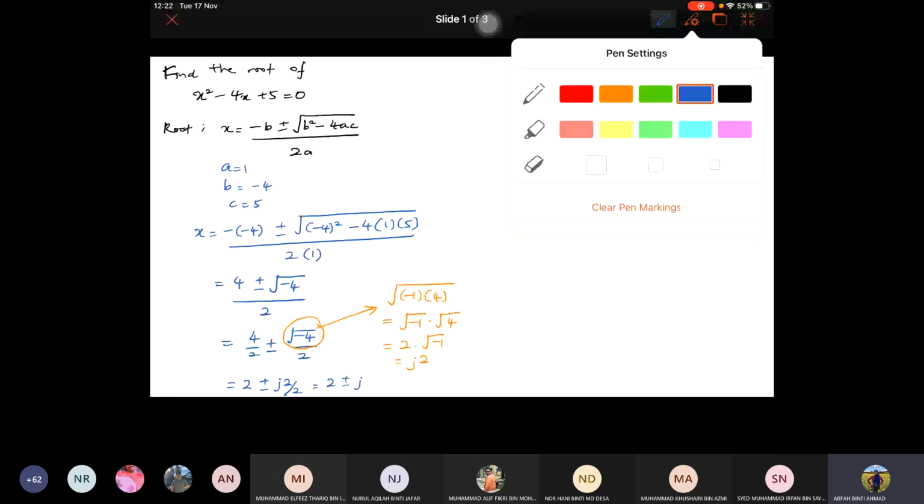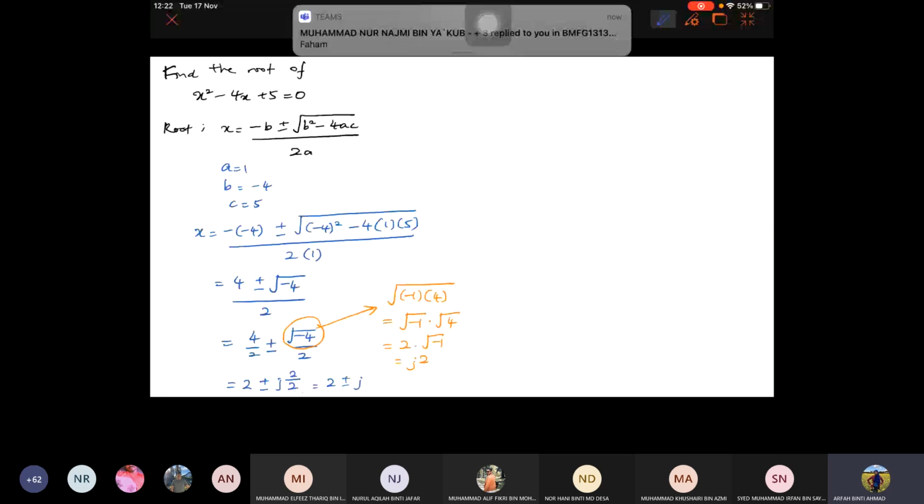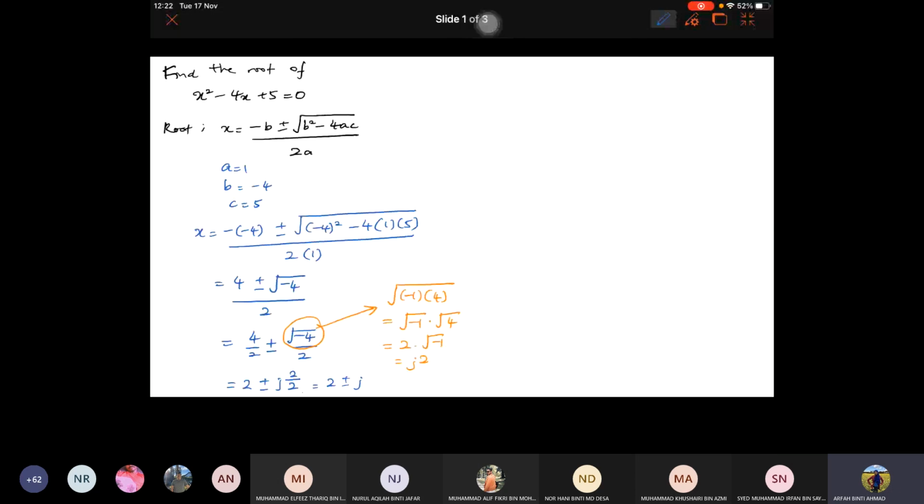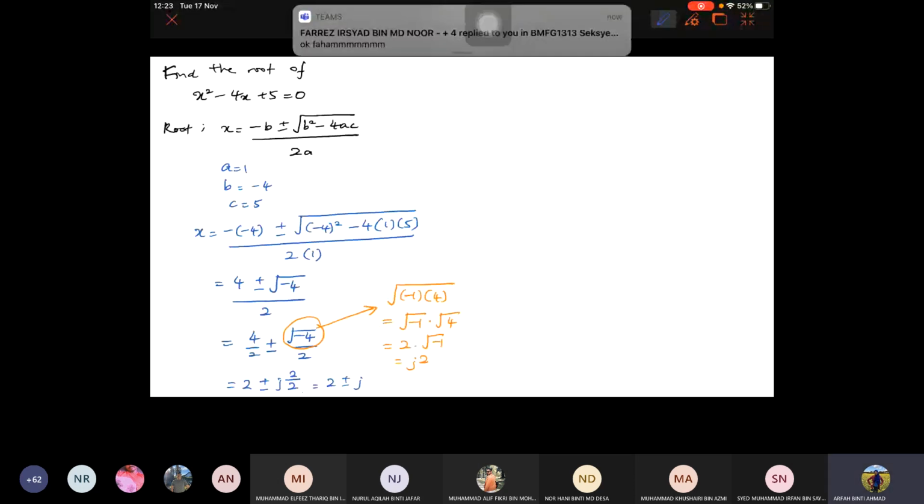So faham semua so far? Kalau tak tunjuk jalan kira tapi kita pakai kalkulator je boleh? Boleh. Boleh, tapi masalahnya dalam kes ni saya nak tunjukkan dekat mana konsep imaginary number. Okay, that's why saya nak tunjukkan dari mana datangnya J tu. Dia daripada set negatif 1. Okay, faham Faris. Yang lain done with this one.